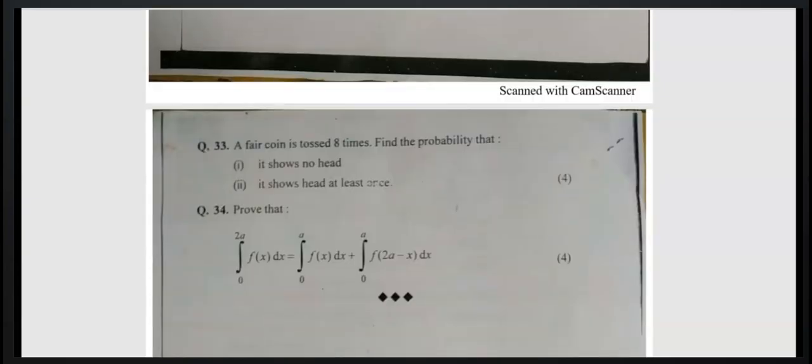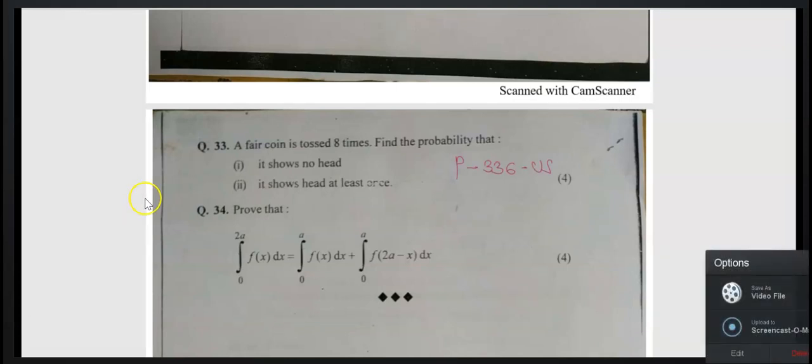Question number 33. A fair coin is tossed 8 times. Find the probability that it shows no head, and that it shows head at least once. It is on page number 336, which is the unsolved question.